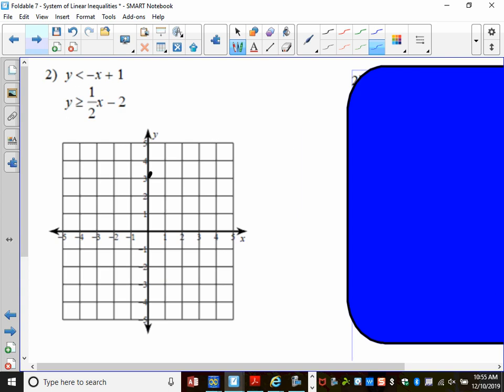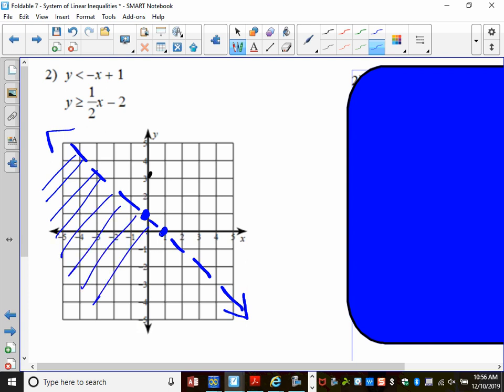Okay, let's go ahead and graph the first one. I'm going to start at +1. And then I'm going to go down 1, and then over. And then this is also a dashed line. Since it's less than, it's shaded below. Okay, all of this we already know how to do.